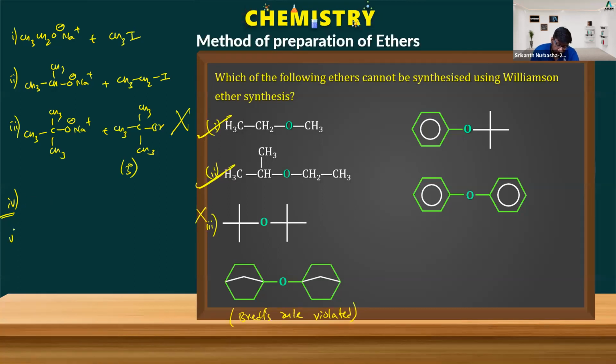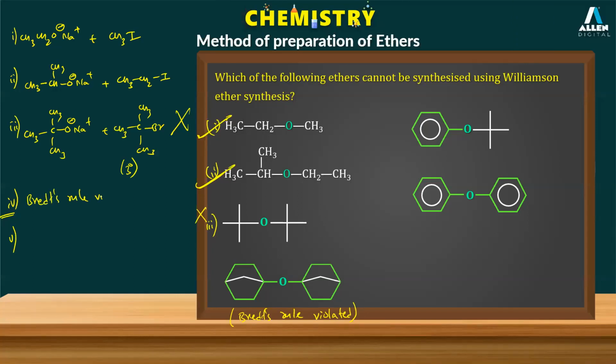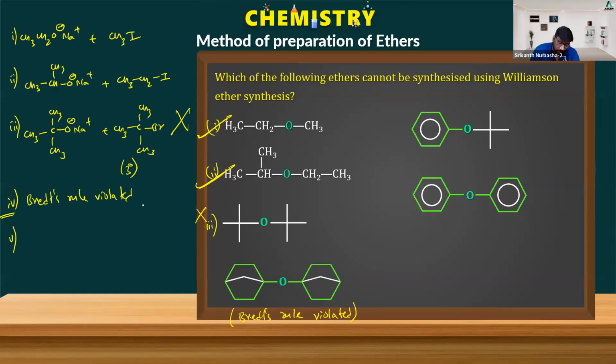Okay. Fifth one: if you want to prepare it, you have to take either an aryl halide or a tertiary halide. Either an aryl halide or a tertiary halide has to be taken, which is not feasible. So no possibility.